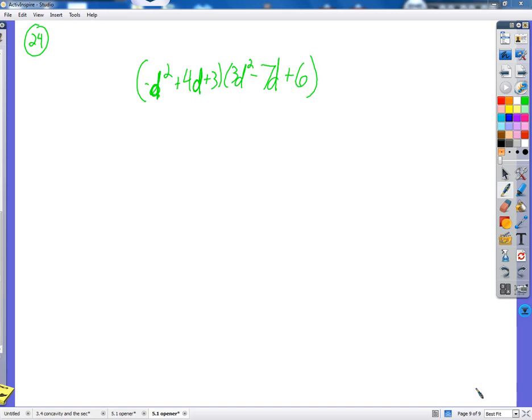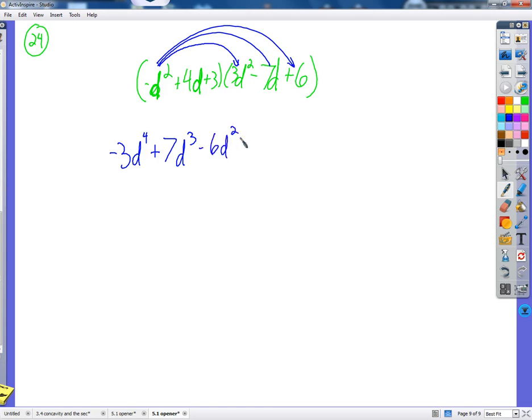As easy as left to right. Start on the left, distribute this to the thing on the leftmost side of these parentheses. So negative d squared times 3d squared would be negative 3d to the fourth. Negative d squared times negative 7d would be a positive 7d to the third. And negative d squared times positive 6 would be negative 6d squared. Negative d squared is done. This job is over. It's multiplied by everything else.